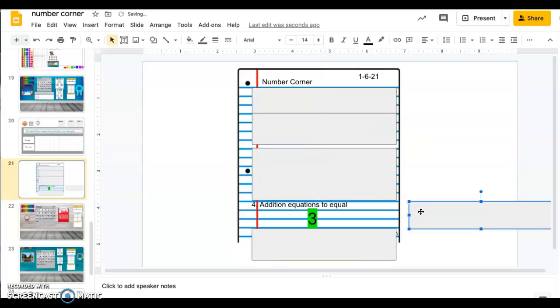All right, now we are on number 4, and today you are going to write equations that equal 3. Your goal is to write 3 equations that have a sum or total of 3. We are focusing on addition equations. So again, 3 addition equations that equal 3. Press pause if you need more time.